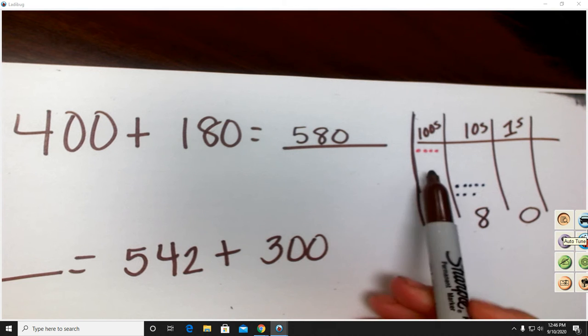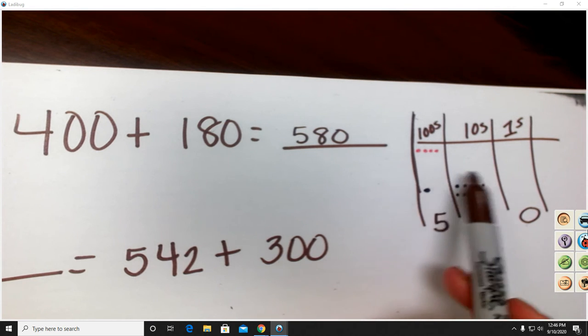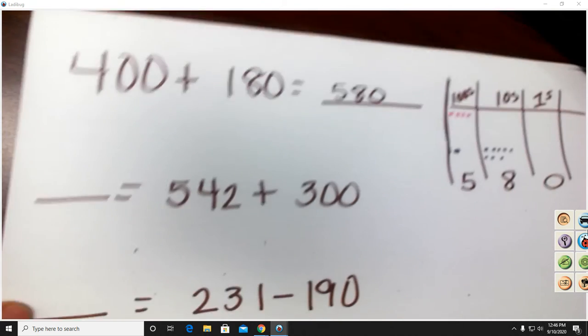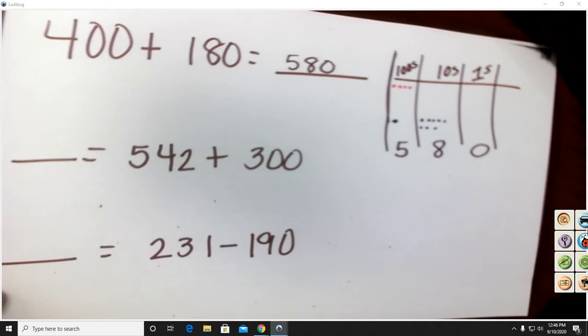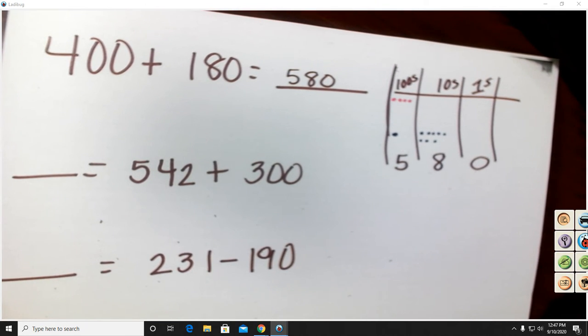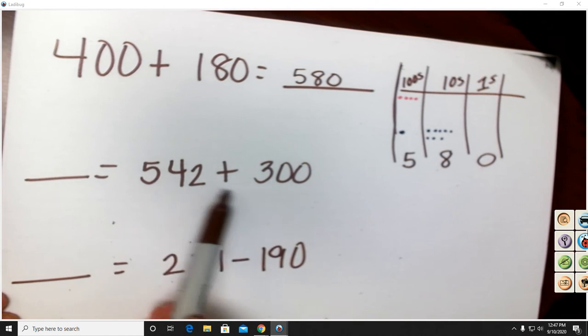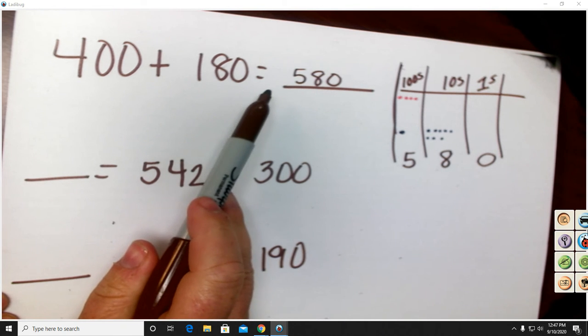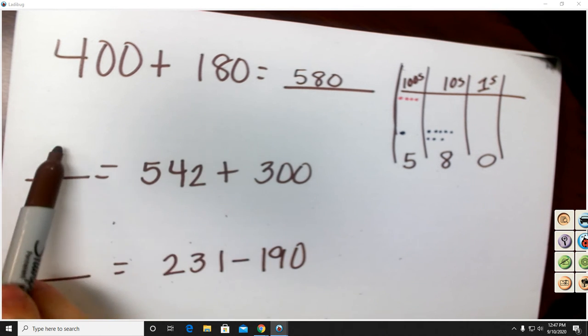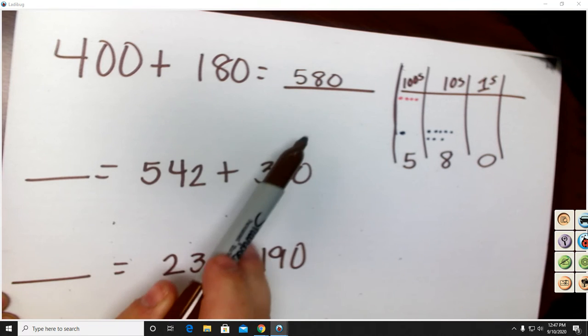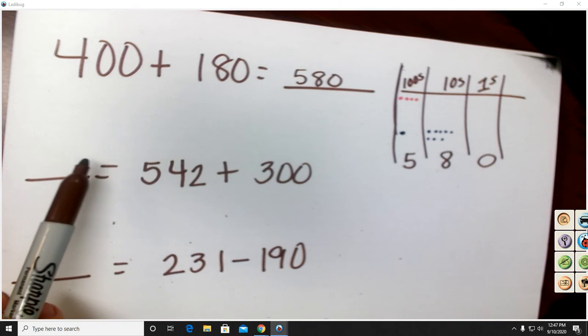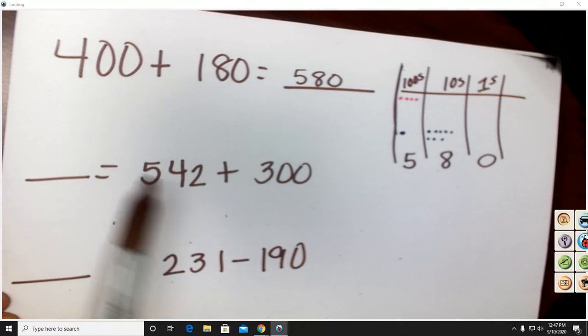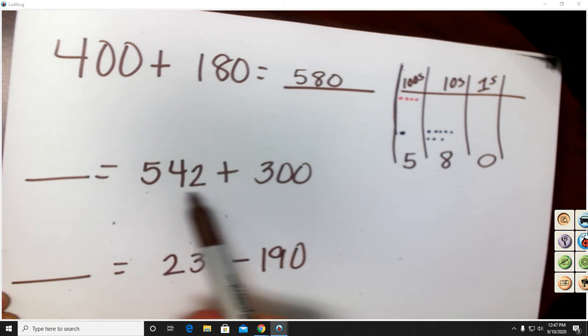So that's a strategy you could use, the place value chart. I wrote these two because they look a little different than what we've been working on. This is basically the same as this problem, except your answer is at the beginning instead of at the end. So you're still looking for the sum here. It just looks different. You're still going to be adding these two numbers together.